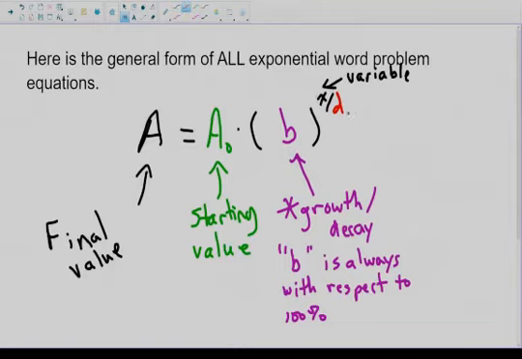D is a little bit tricky. I don't think I'm going to explain D yet, okay? We'll come back to that.